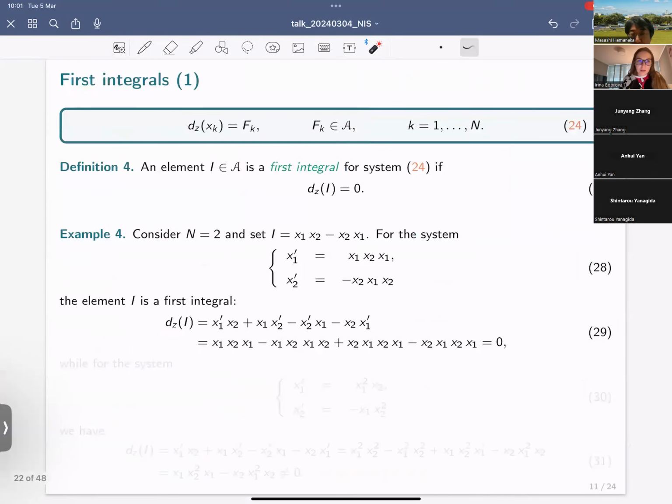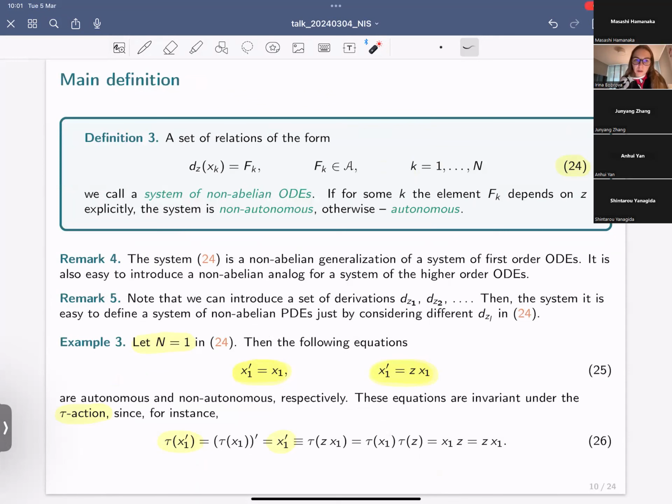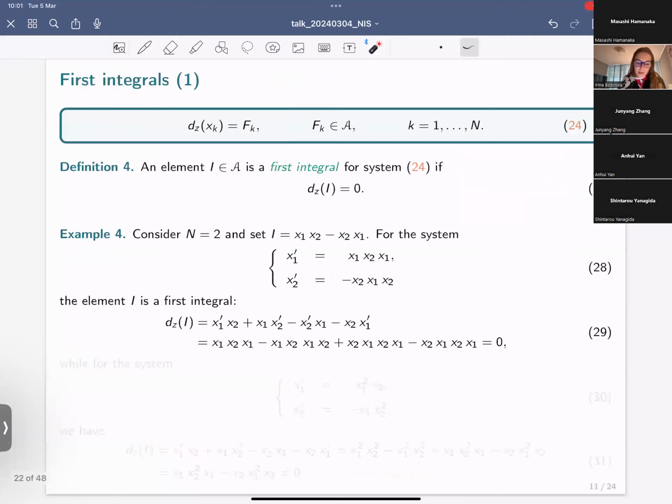So I want to briefly describe these properties. We gave the main definition for our system of ordinary differential equations in the non-abelian case, and now we want to study them. The first tool that I'm going to present is first integrals. Again, we have this system, and we call an element I from our algebra a first integral for the system 24.